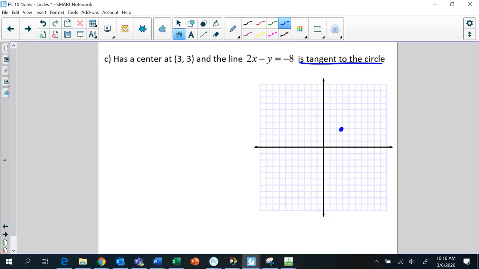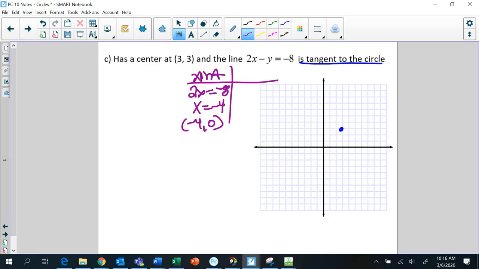Intercepts? Okay. My x-intercept is going to be 2x equals, oh my gosh, so messy, -8. So x is -4, so -4, 0. My y-intercept would be -y equals -8, so 0, 8.